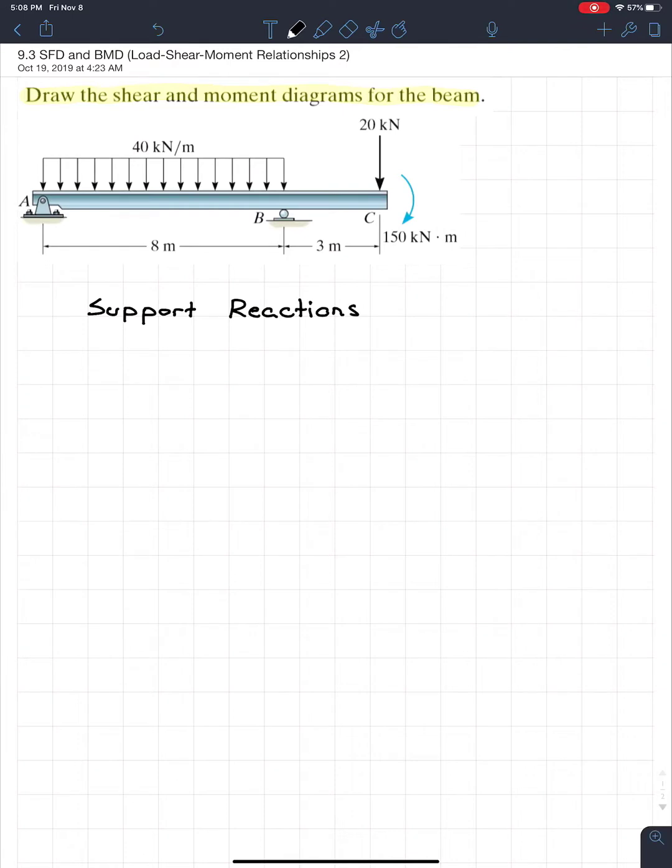If you're ever finding support reactions, we will check if you draw a free body diagram of the beam. So I highly recommend that you get used to drawing free body diagrams because they're very important. And I think some of you got some marks off on your midterm for not drawing free body diagrams. So let that be a little bit of a warning to you.